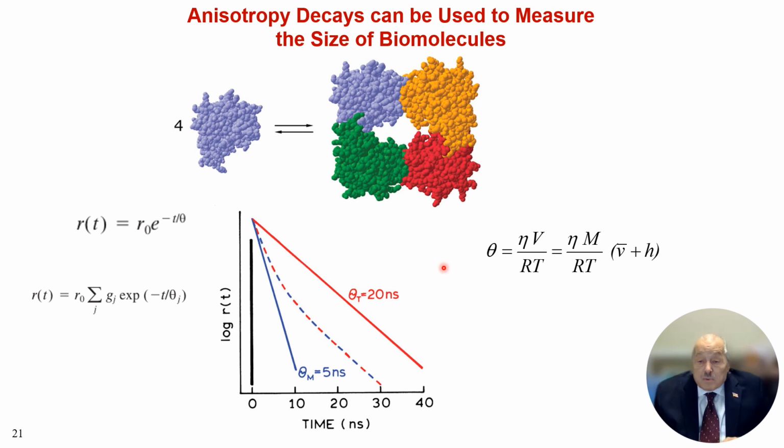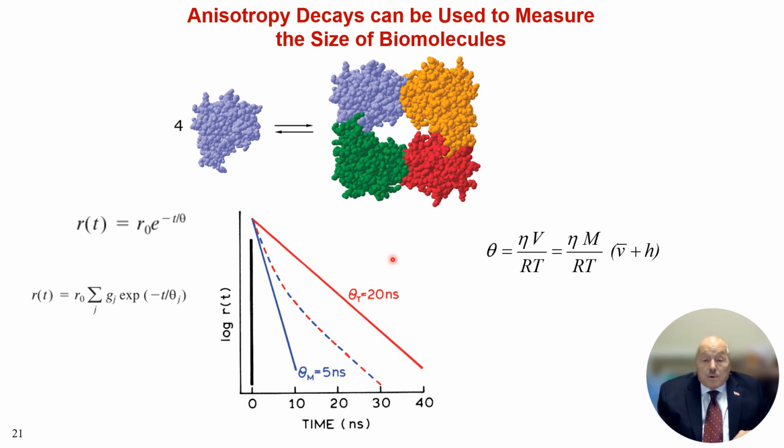So what happens when we measure anisotropy decays? We have this hypothetical monomer, which is in equilibrium with a dimer. Let's assume we know the correlation times. The monomer has a 5 nanosecond assumed correlation time. That means this value here, phi, is 5 nanoseconds. We have the tetramer with a 20 nanosecond correlation time.